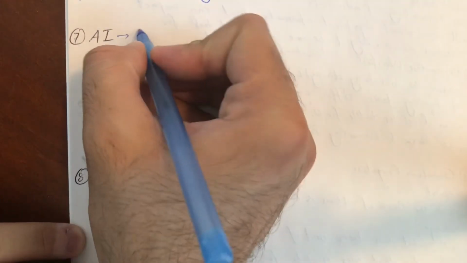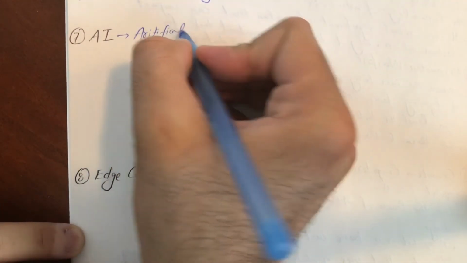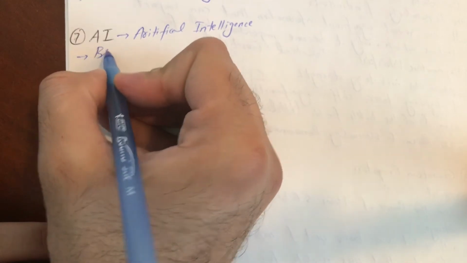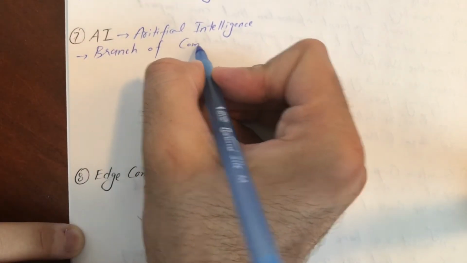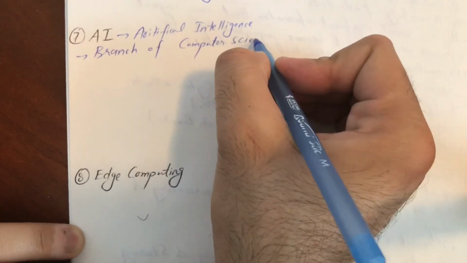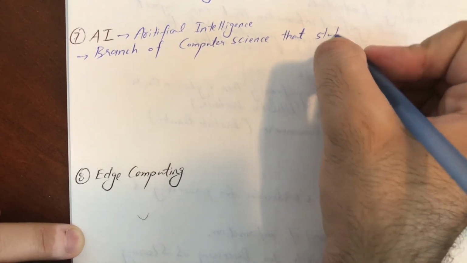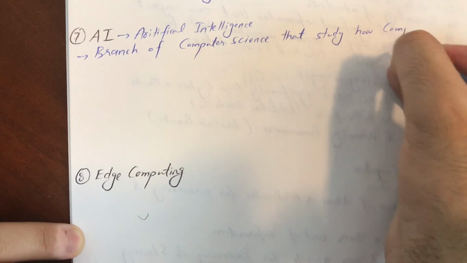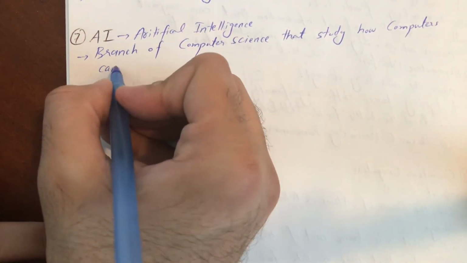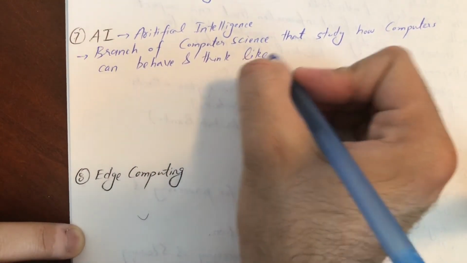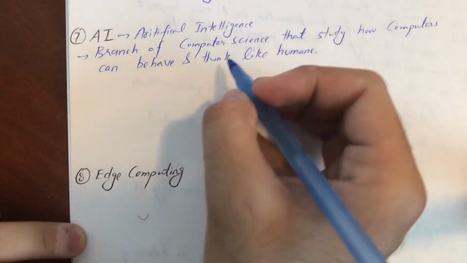Next is artificial intelligence. We have seen a lot of applications of artificial intelligence around us. Artificial intelligence, or AI, is basically a branch of computer science that studies how computers can behave and think like humans.